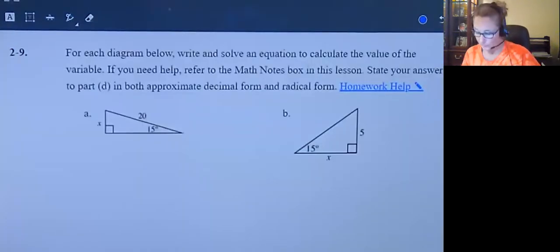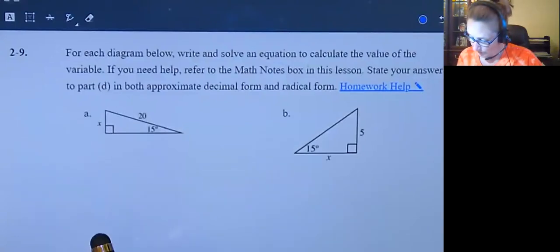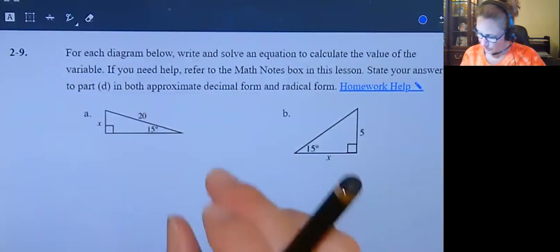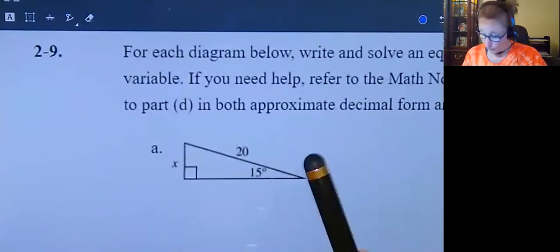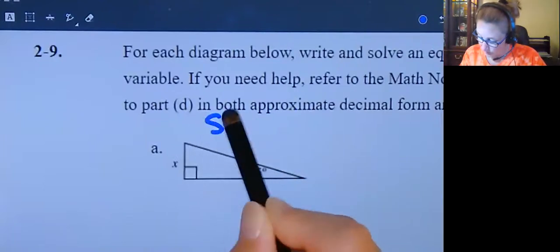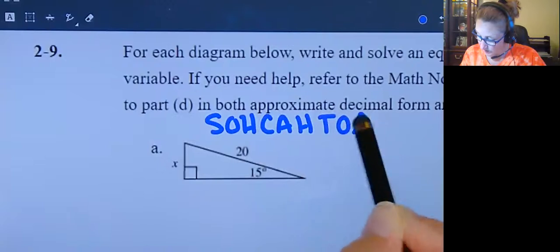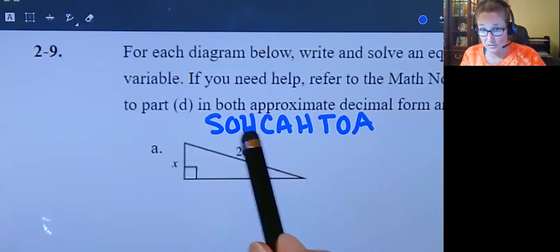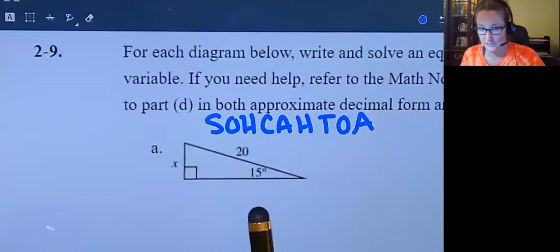So on these ones, we're going to be dealing with our triangles. Now, 15 degrees is not a special triangle. And it says here that for part D, we're going to approximate it and give radical form. So for the rest of them, we probably are going to be getting a decimal. So when I'm doing this one here, I'm going to be doing trig, and I need to remember SOHCAHTOA. Okay, sine is opposite over hypotenuse, cosine is adjacent over hypotenuse, and tangent is opposite over adjacent.